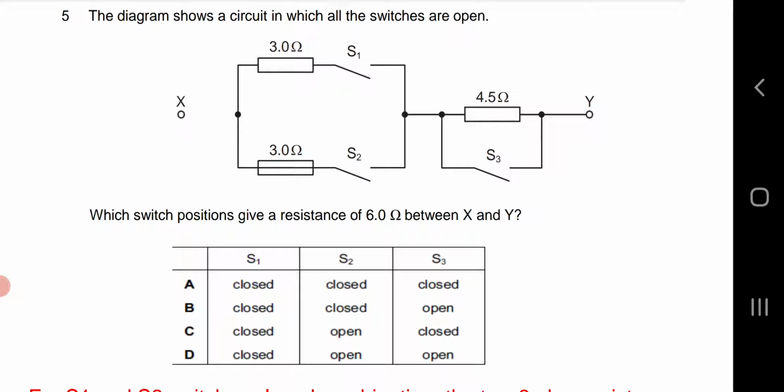If you open S3, then 4.5 ohm will be included in the path. If you close S3, then 4.5 ohm will be excluded from the path. And if you close both S1 and S2, then 3 ohm and 3 ohm are in parallel.